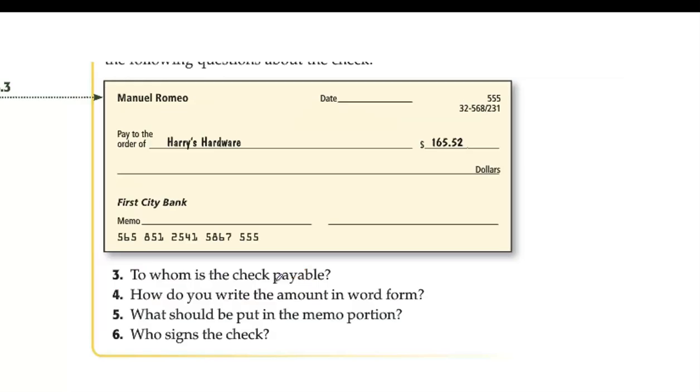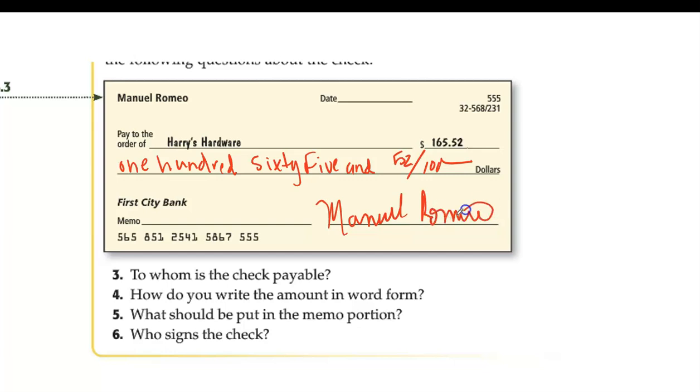So here you can see where it's made to Harry's Hardware by Manuel Romeo. And you would put the date, okay? So here you'd write the date, who it's made to, and you would do 100, 65, and 52 over 100. And then, of course, that person would sign it. Okay? So you can see all those different parts.